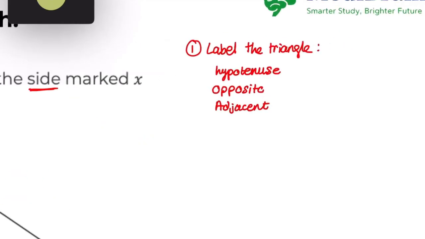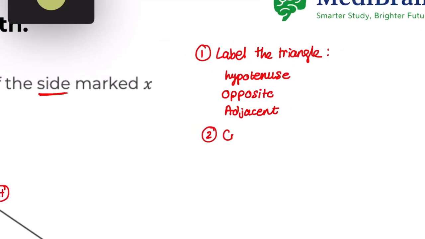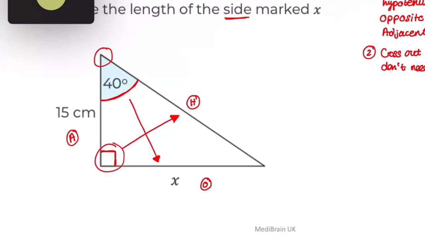Okay, now the second step is going to be cross out the side which you don't need. So if we have a look at this example over here, the adjacent, A, we have 15 centimeters. So that's giving us a number, that's giving us some info. So we're going to keep the adjacent because it's giving us a value. We need to keep the opposite because that's X. If we scrap the opposite, then we're not going to be able to work out X.